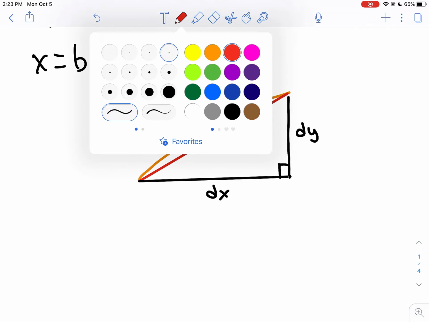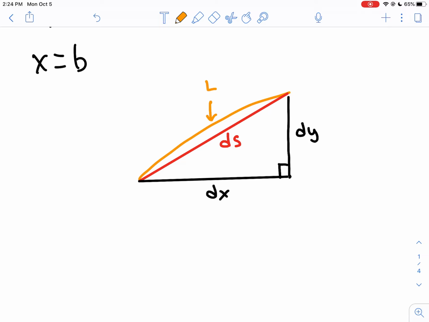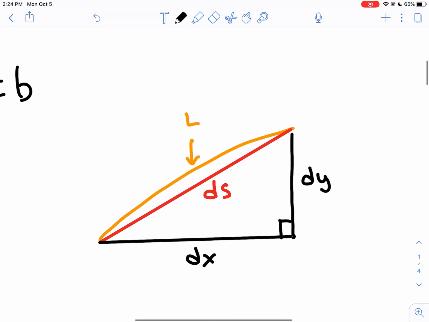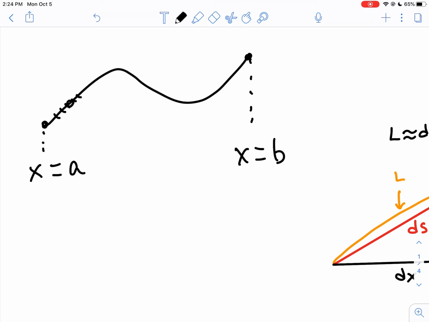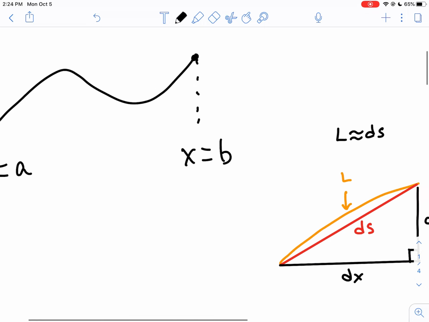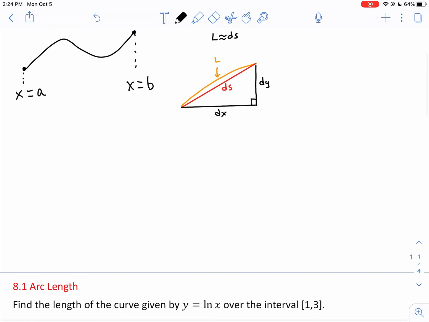And you can see that the actual length of this curve we'll call L. As we do smaller and smaller segments, L and ds approach each other. If you break up this curve into a bunch of pieces, and for each piece you approximate how long the curve is, using this, L is approximately equal to ds. Okay, I'm going to take the Pythagorean theorem and say dx squared plus dy squared, right, it's just leg squared plus leg squared equals hypotenuse squared.